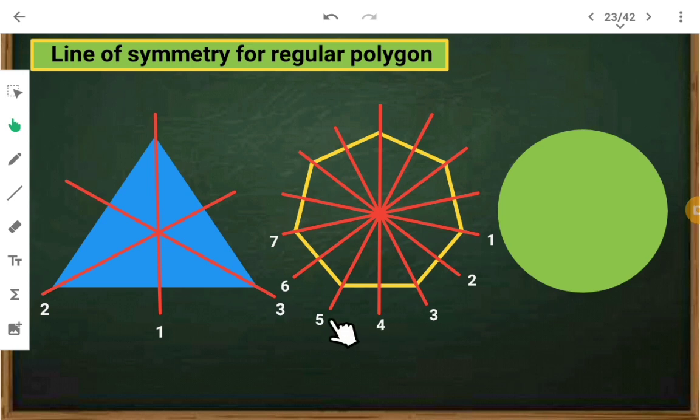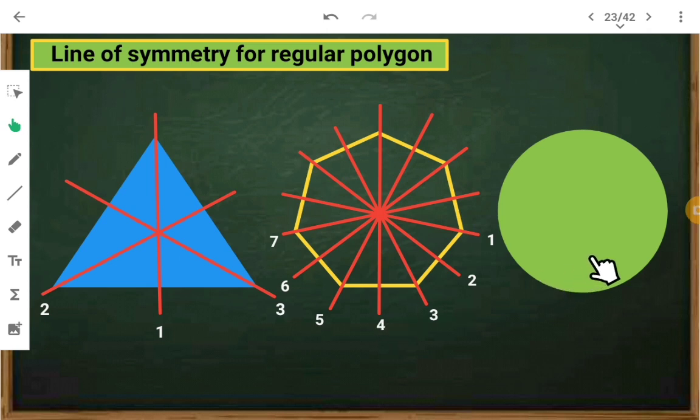Is it clear? In a regular polygon, the number of sides is equal to the number of lines of symmetry. A triangle has 3 sides, and the lines of symmetry are also 3. A heptagon has 7 sides, and the number of lines of symmetry is 7.